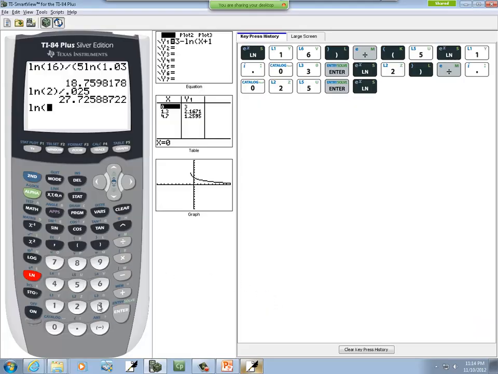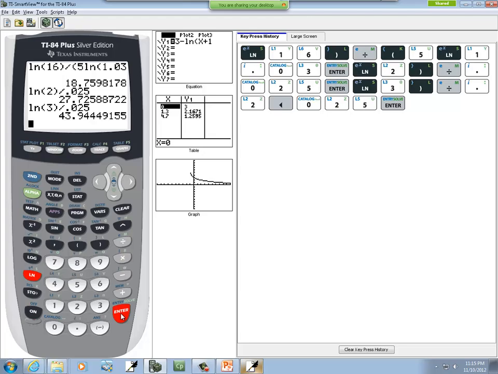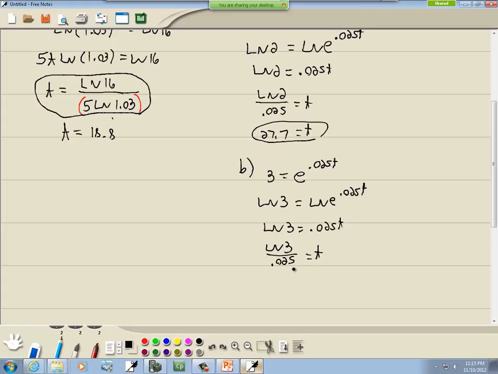Natural log of 3 divided by 0.025, and 43.9 years would be how long that takes to triple. And I think that was the last problem. Yep, so let me save that.